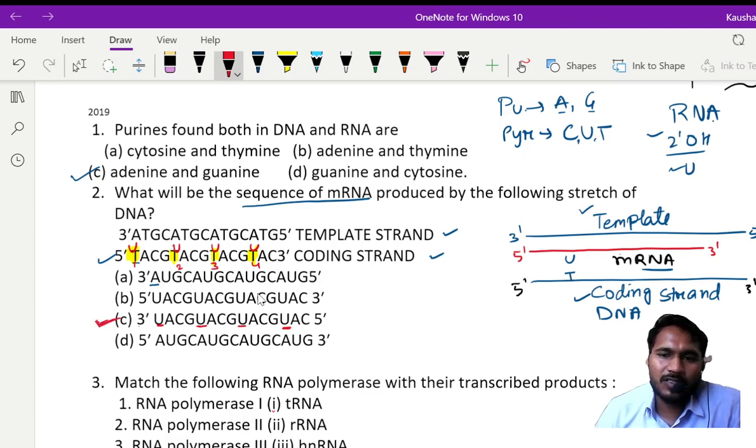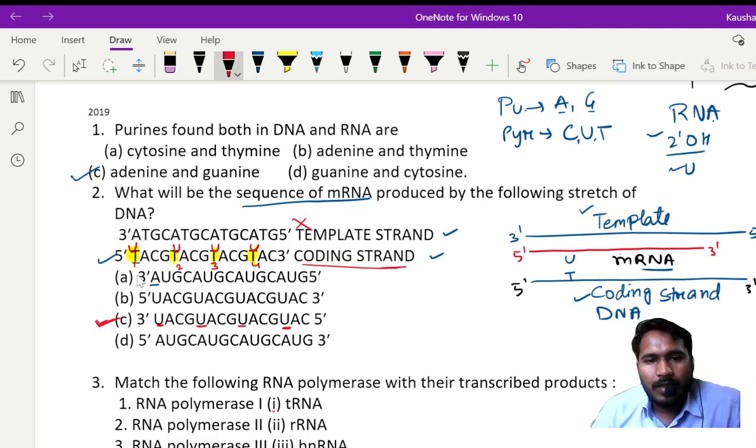Actually, after knowing the answer also you may get confusion because of this. You are solving in the question only. Better what you do? You write separately somewhere in the page, and then replace the coding strand T with the U. That will be your mRNA. Okay, important thing. What I replaced? I replaced the T from the coding strand. You cannot replace the T from the template strand. Got it? This is the important thing.